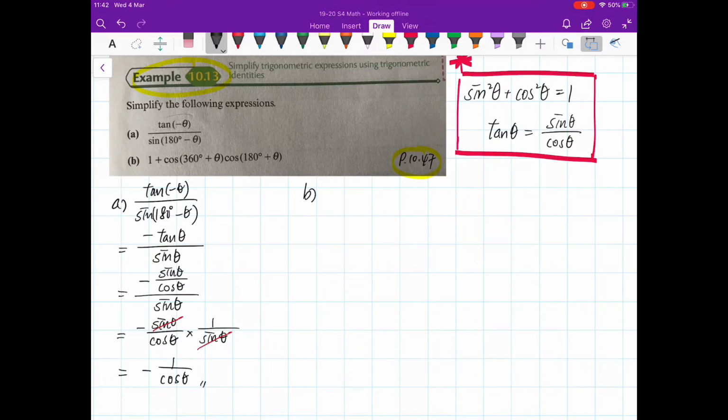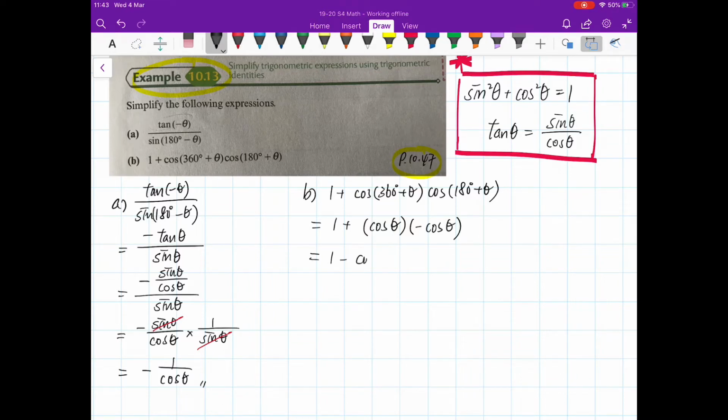As for part B, the question is 1 plus cosine of 360 degrees plus theta times cosine of 180 degrees plus theta. Similar to part A, the first step is to do the transformation using the identities. Cosine 360 degrees plus theta becomes cosine theta. And cosine 180 degrees plus theta becomes negative cosine theta.